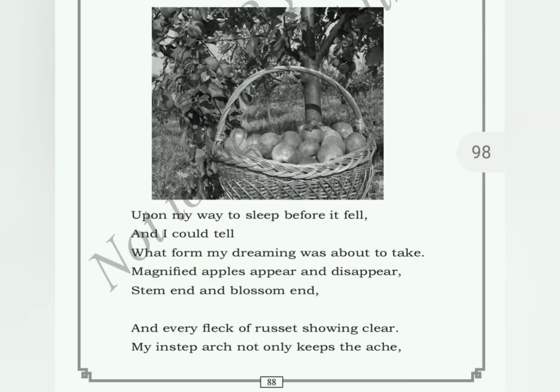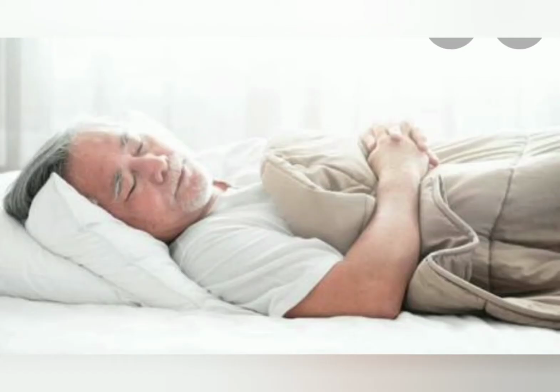Moving on to the next part of the poem, children. "Upon my way to sleep before it fell, and I could tell what form my dreaming was about to take. Magnified apples appear and disappear, stem end and bosom end." Even though the narrator was tired and sleeping, he was knowledgeable about the dream he used to get. It shows that he had not slept, he was just feeling drowsy and recollecting the day's activities of plucking the apples. He was able to tell what type of dream he would get.